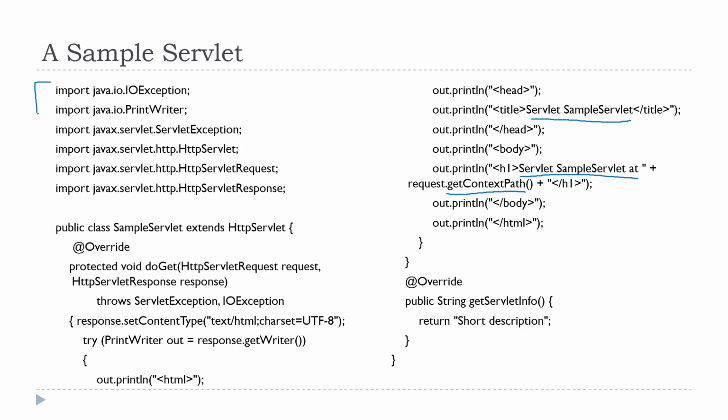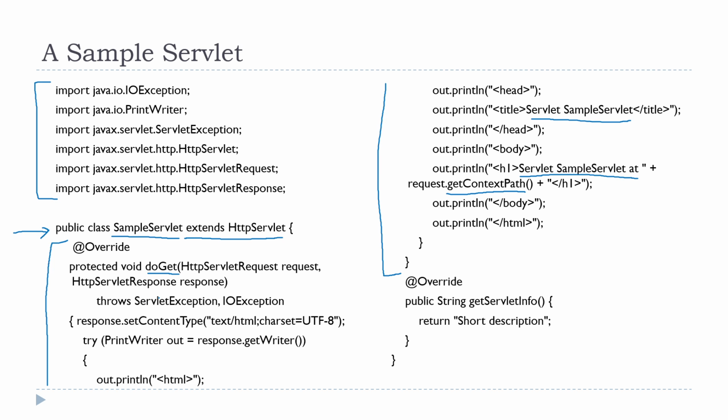So this is the code for the sample servlet. These are the import statements wherein we are importing all the classes that are required for our servlet. Then we start with a class. This is our sample servlet class. As we saw, a servlet has to extend either a generic servlet class or the HTTP servlet. That is why here we are extending HTTP servlet. Then we are overriding the doGet method, which starts here, and this is the end of the doGet method.